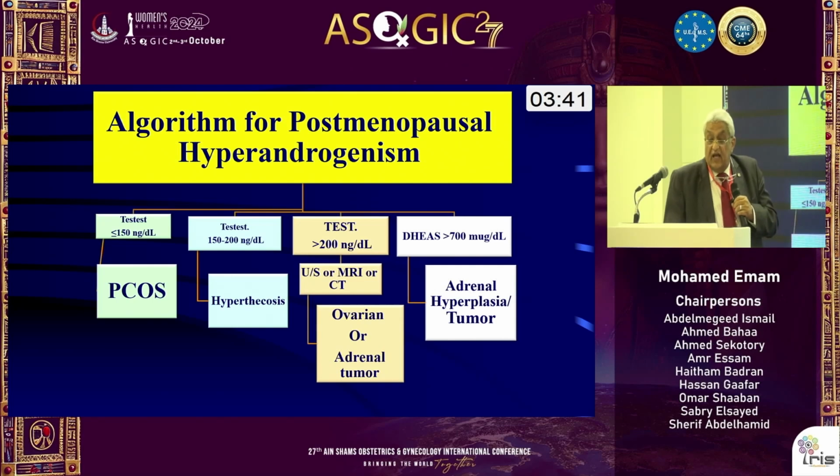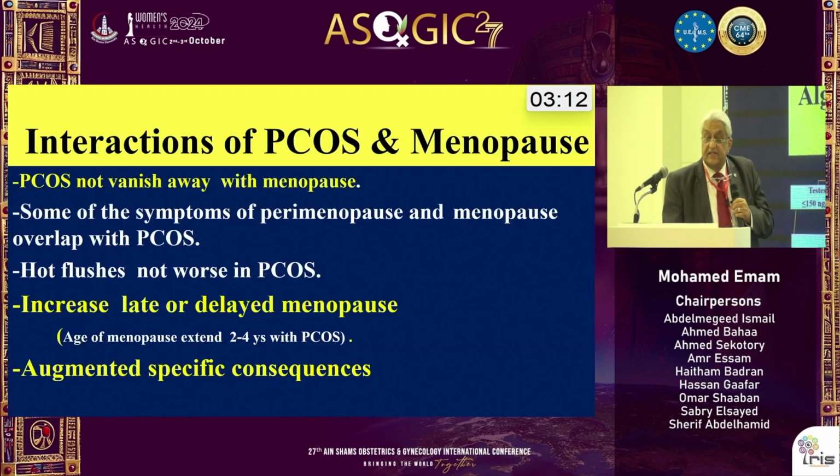After that, if the testosterone is more than 200, you should do ultrasound and MRI or CT for the ovary and the adrenal tumor. And you should do DHEAS; if more than 700 nanogram per milliliter, it is adrenal hyperplasia or tumor. So you may need testosterone level and DHEAS for some cases.